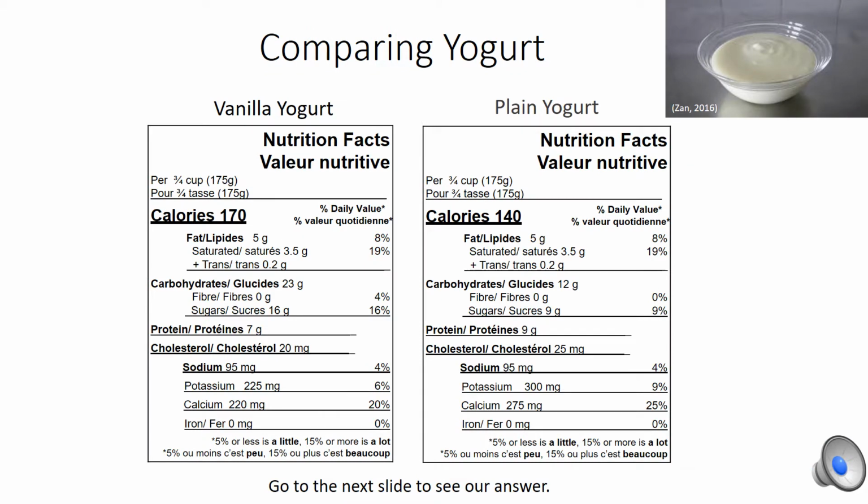The next products we will look at are yogurts. So we will compare Activia Vanilla with Activia Plain. So go ahead and look at the nutrition facts tables, and once you make your decision as to which one's the better choice, go to the next slide for our answer.